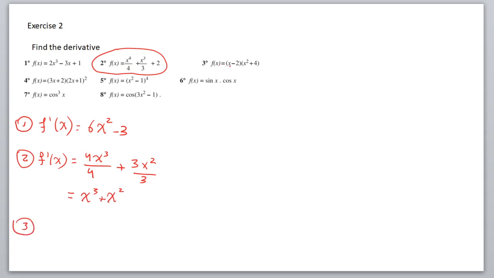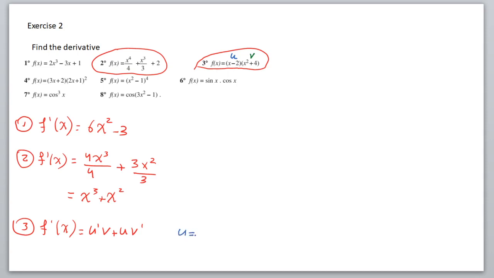Number 3: f of x equals (x minus 2) into (x squared plus 4). This looks like u times v. So I put the rule: f prime of x equals u prime v plus u v prime, or plus v prime u, it's the same. I need to write here what u is, what v is, what u prime is and what v prime is. Let me write them in the same colors.